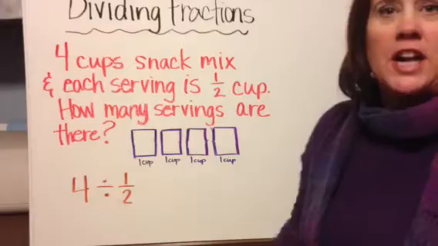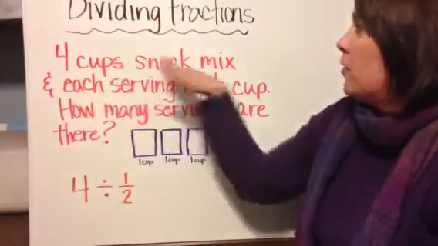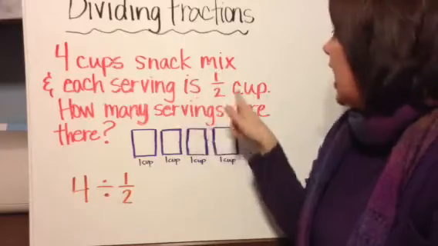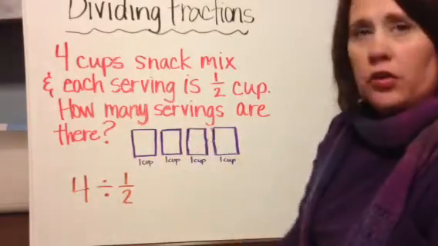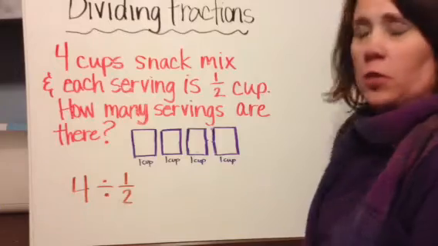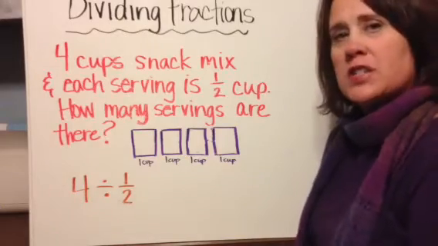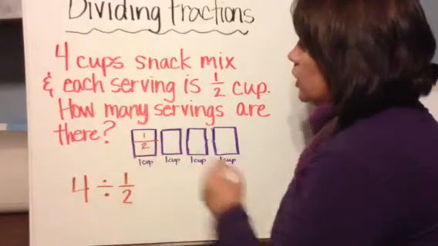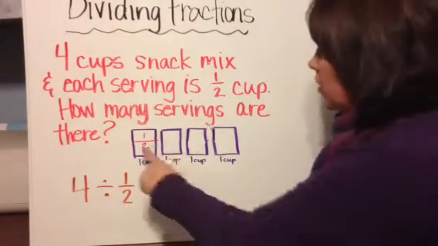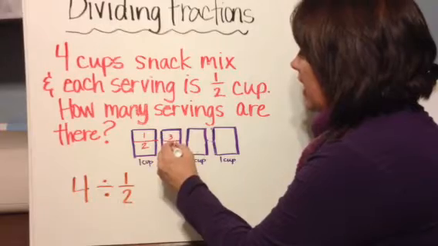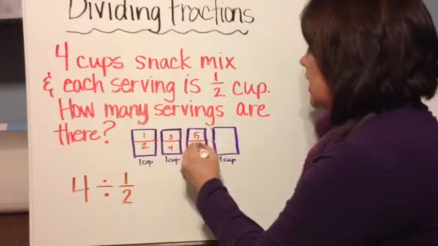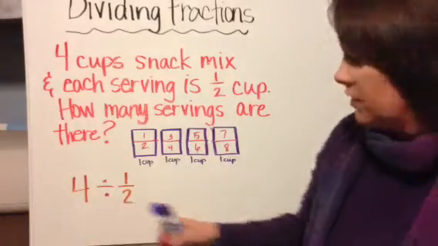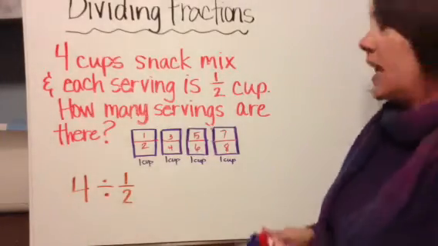Today we're going to talk about dividing fractions. Suppose I have 4 cups of snack mix, and each serving of snack mix is a half cup. How many servings are there? Well, here's a drawing of 4 cups, and if every serving is half of a cup, then that means that I have 2 servings per cup. So in 4 cups, I have a total of 8 servings, or 4 divided by 1/2 equals 8.